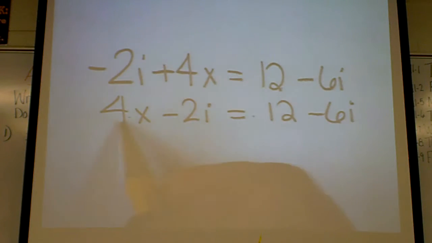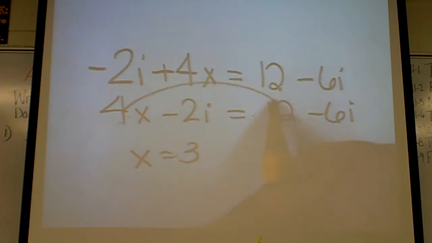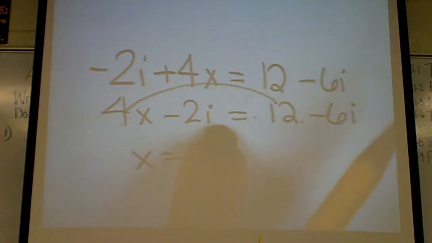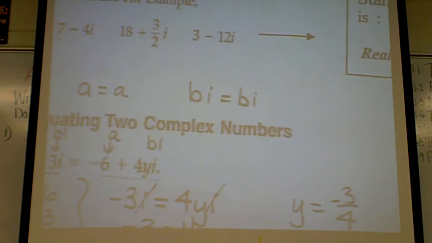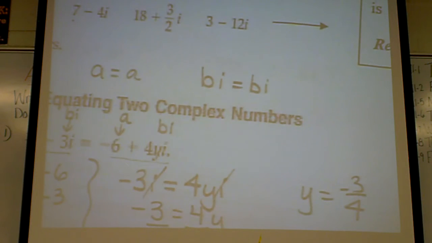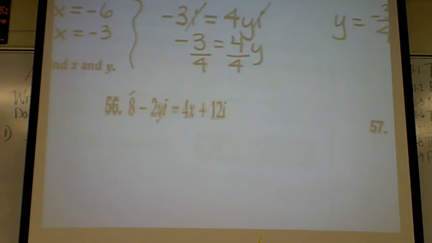Now you can set these two equal to each other. And by the way, I just made this up because I wanted to see if you could figure out x is 3. X equals 3 for one. That should have been negative 6. I just made that up. Okay? So, try 56 right now on your own.